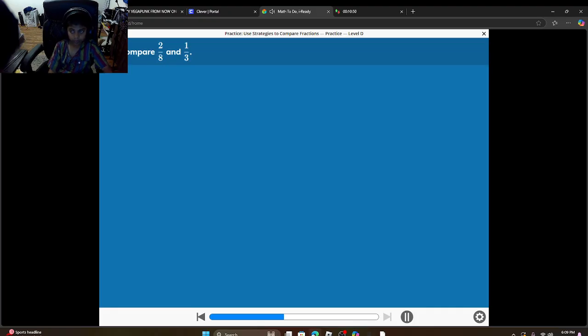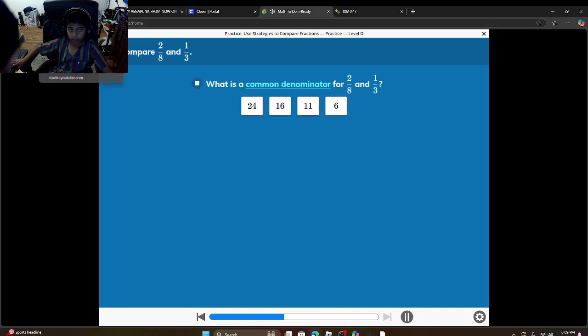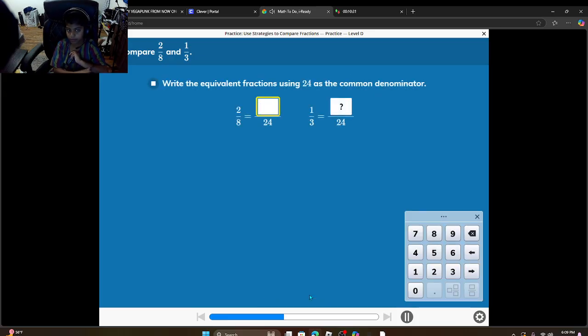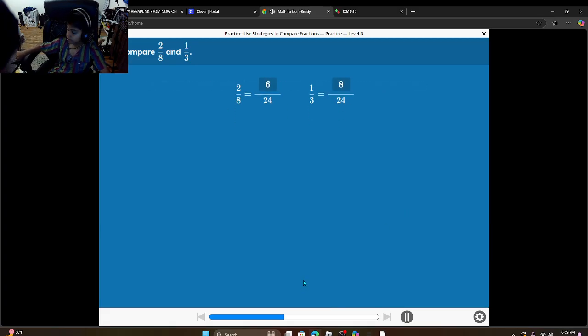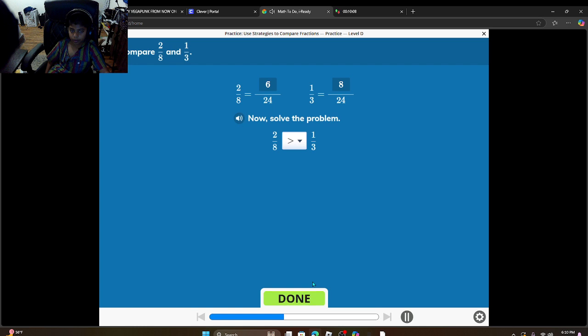Compare 2/8 and 1/3. What is a common denominator for 2/8 and 1/3? Times this by 3 and times that by 8. 24. Write the equivalent fractions using 24 as the common denominator. 6/24. This is times 8/24. Right? Times by 3. Yeah, I should be right. Now, solve the problem. So, this way. This one.